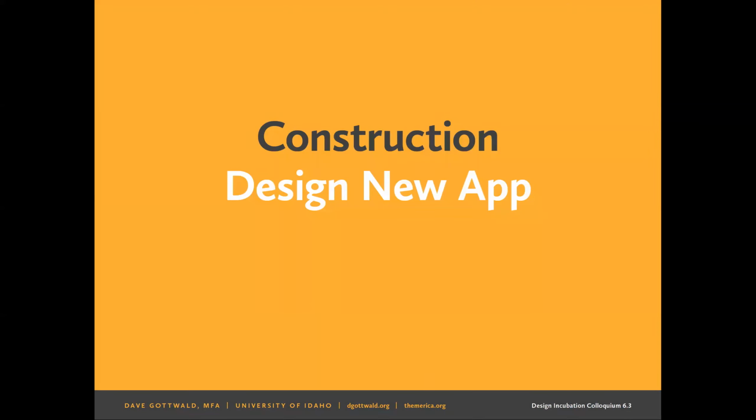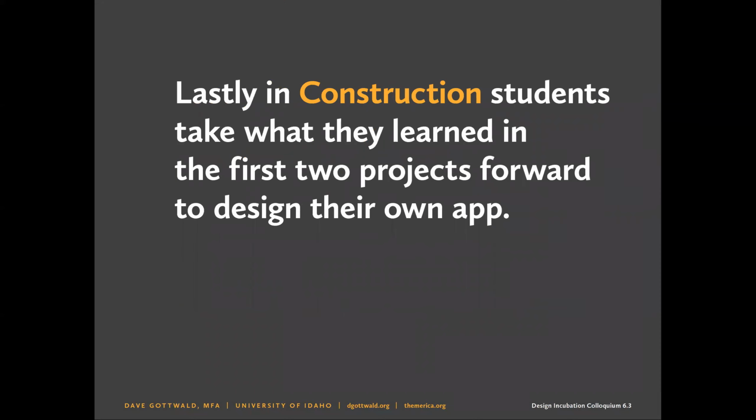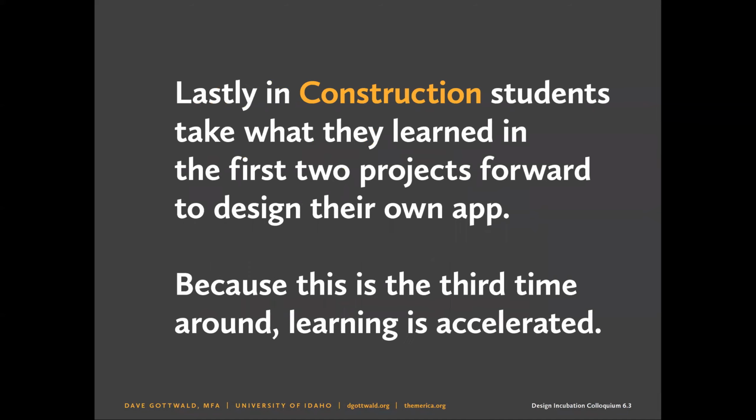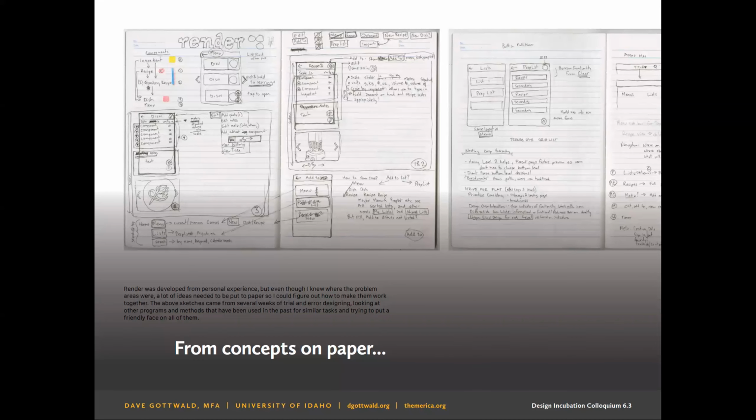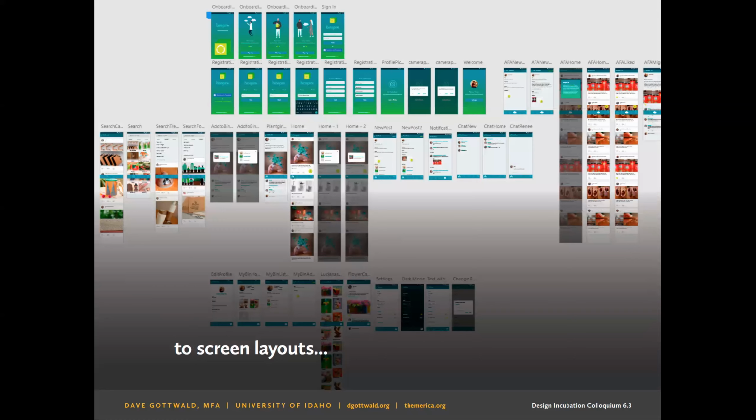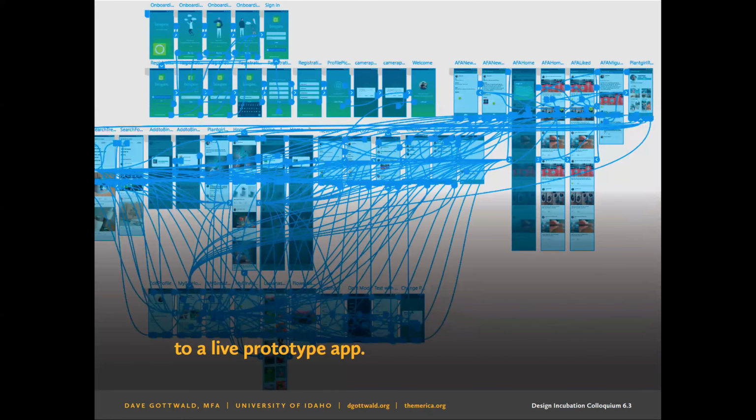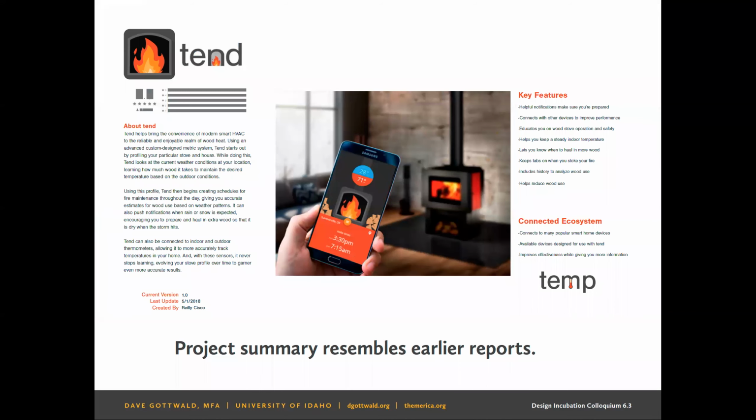The third project is from midterm to final, construction. Students are designing their own new app. And they're, again, rolling forward what they learned in the first 2 projects. So learning's accelerated because it's the 3rd time that they're tackling this. They come from concepts on paper to screen layouts, all the way to a live prototype app. So here's a project summary.